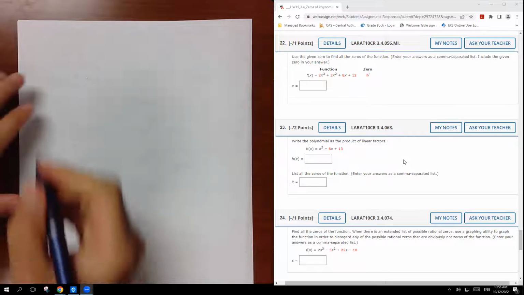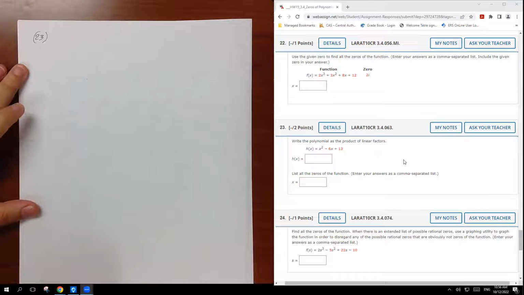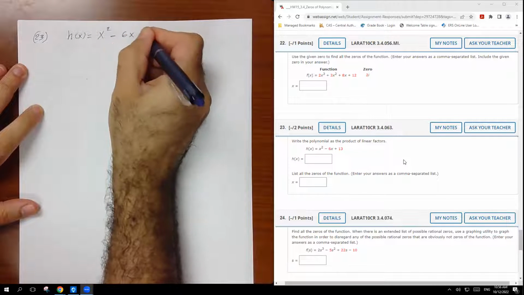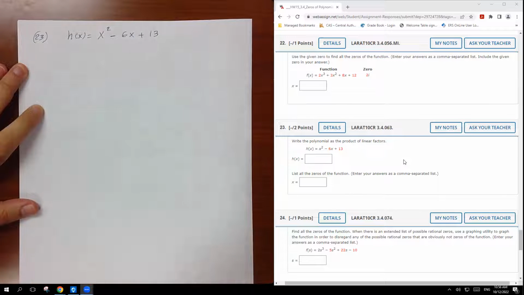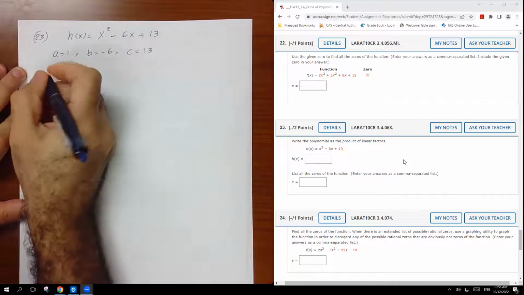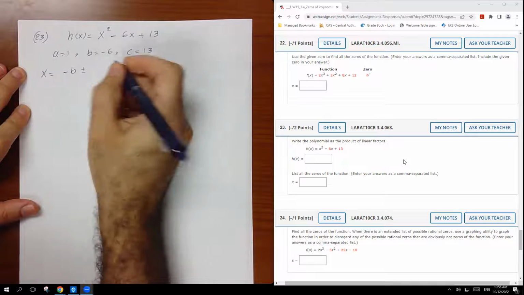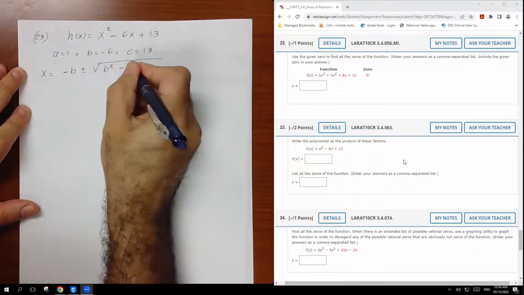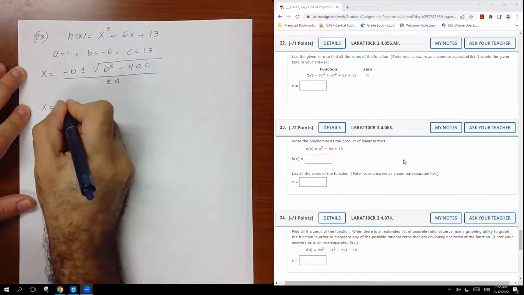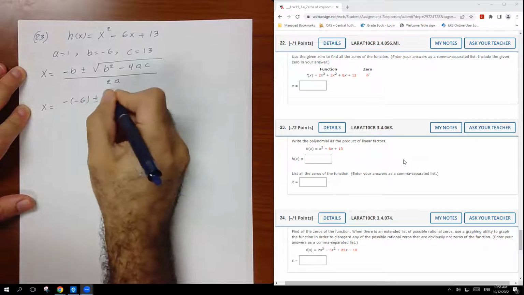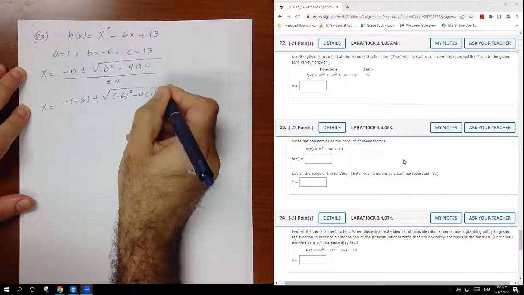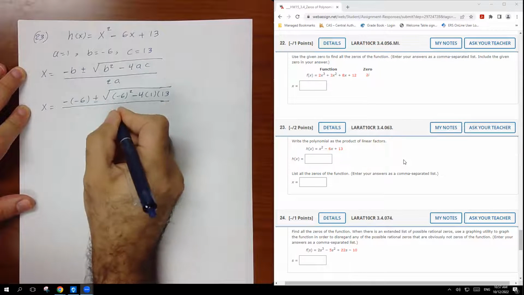Let's work on example 23. In 23, we have a quadratic. So h of x is going to be x squared minus 6x plus 13. It's a quadratic, so I'm going to use the quadratic formula. I'm going to say a equal 1, b equal negative 6, and c equal 13. The formula: x is going to be equal negative b plus or minus square root of b squared minus 4 times a times c, and everything divided by 2a. So x is going to be equal negative b, that means negative negative 6, plus or minus square root of negative 6 squared minus 4 times 1 times 13. And everything is divided by 2 times 1.